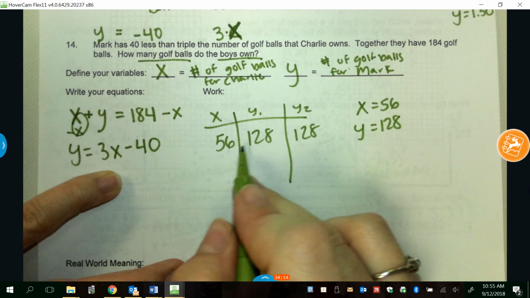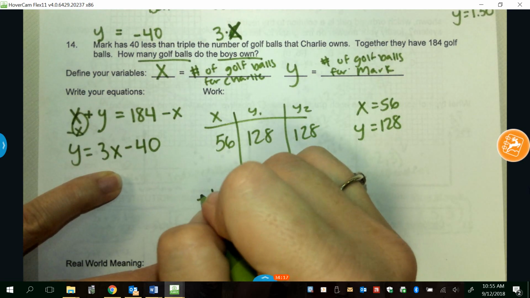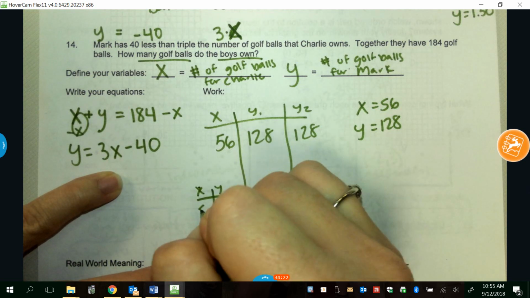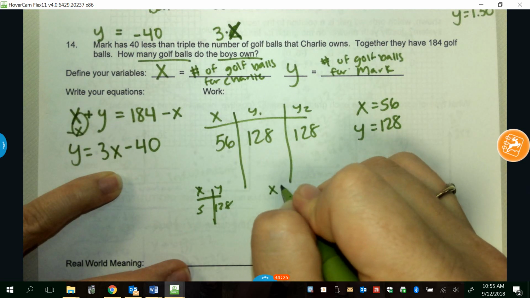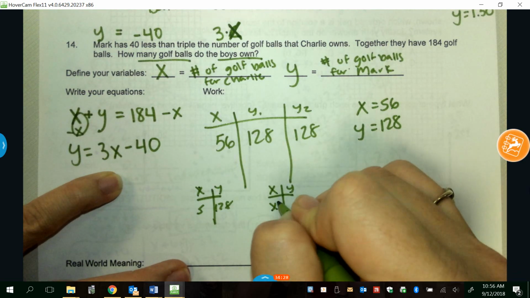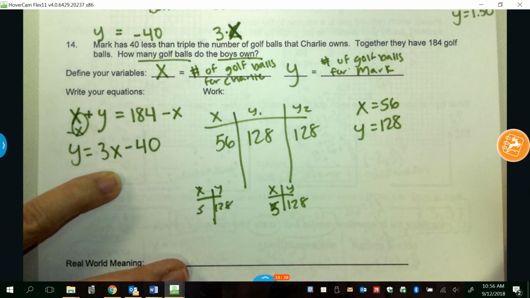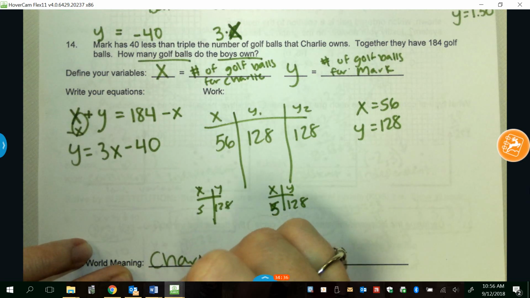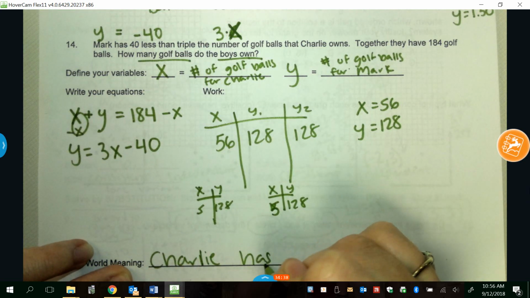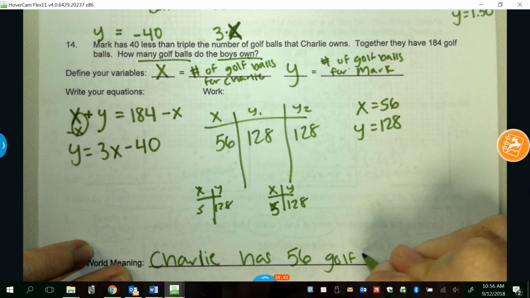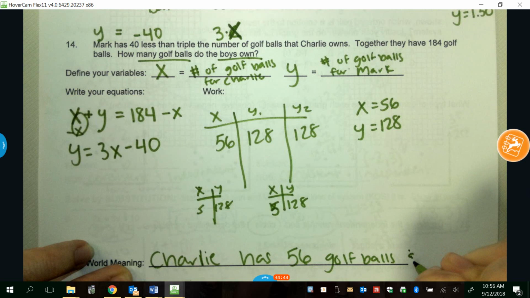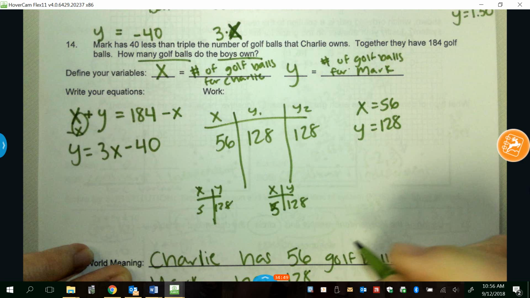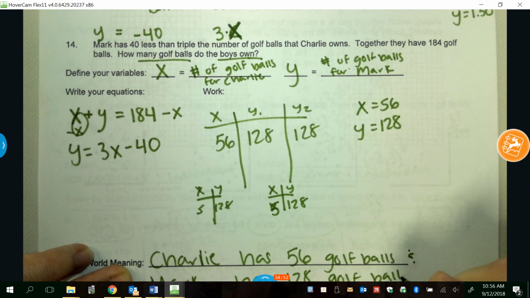Because guys, this is like two tables put together. This really means this is Mark's table, or one table, 56, 128, and then another table, 56, 128. They both have it. That means that is where they touch. Okay, so x, so Charlie has 56 golf balls and Mark has 128 golf balls.